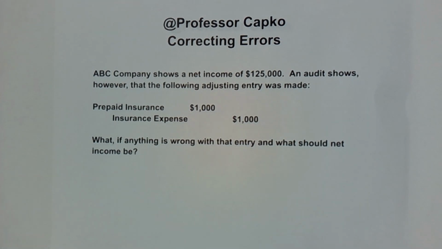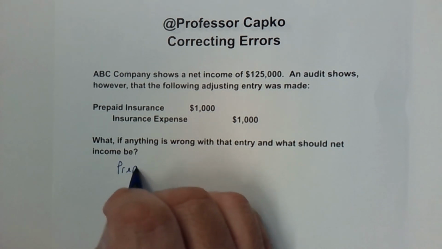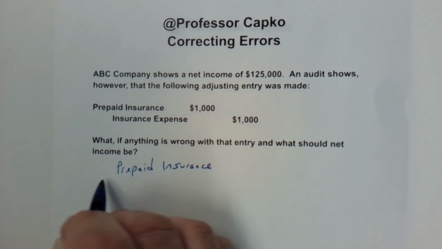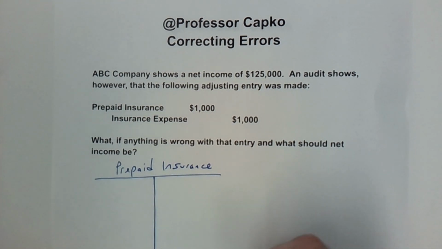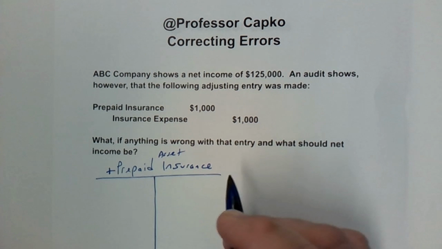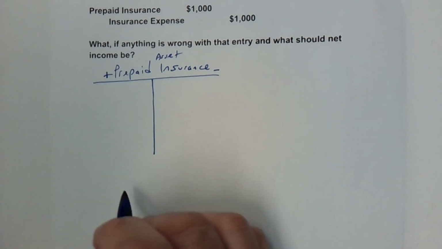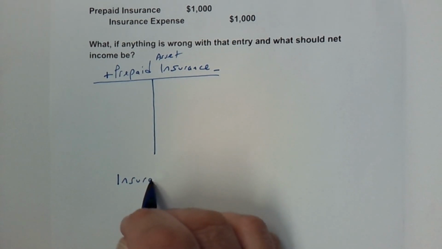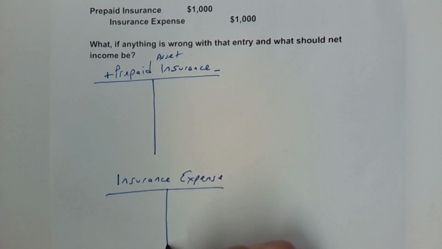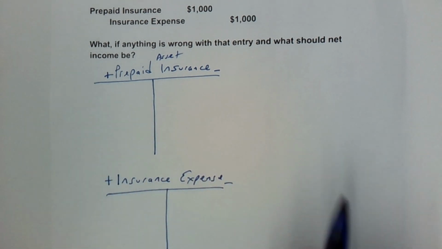Let's first address the first part of it. What's wrong with this entry? Well, prepaid insurance is an asset. And I like to show these with some T accounts. Prepaid insurance is an asset, and assets are increased with debits and decreased with credits. Also, the other part of this transaction is insurance expense. And expense accounts are part of the income statement, and they also are increased with debits and decreased with credits.